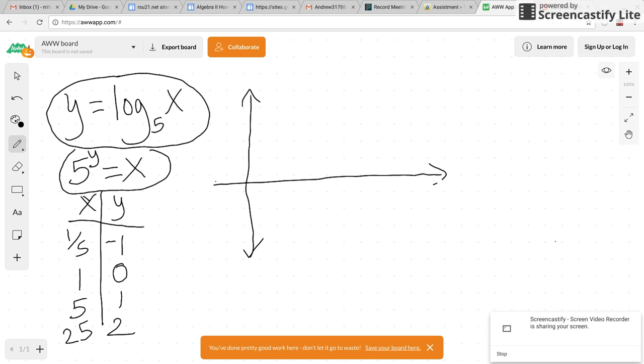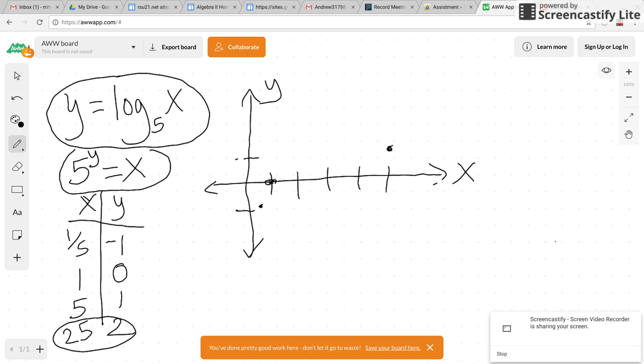So there's my x and y axes. Plotting the points, I just have to go 1, 2, 3, 4, 5 to the right. I'm not even going to bother to plot 25, 2. I just don't feel like making the x-axis go out that long. So I'm going to plot 5, 1 first. So that point is here. 1, 0 is here. And then 1/5, -1 might be about here.